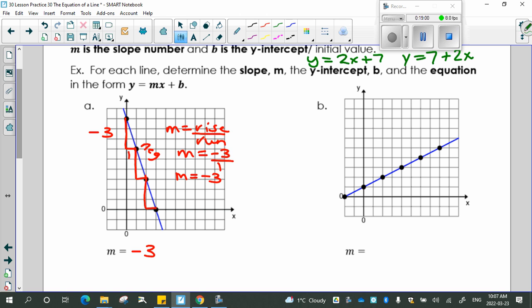How do I figure out where my y-intercept is? It's where it touches the y-axis right here. So I can count up how far that is. 1, 2, 3, 4, 5, 6, 7, 8, 9. So B is 9. Great, Kylie.